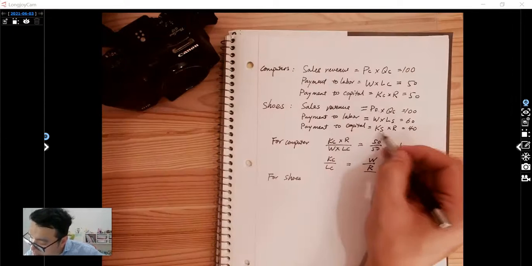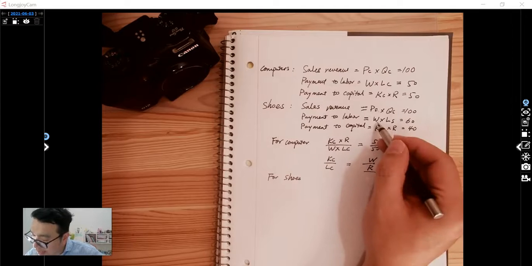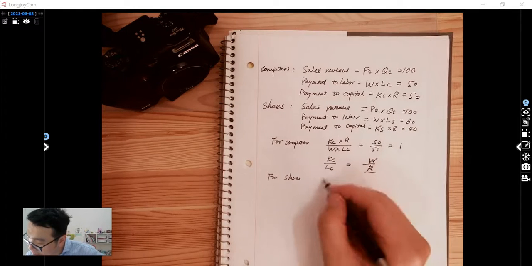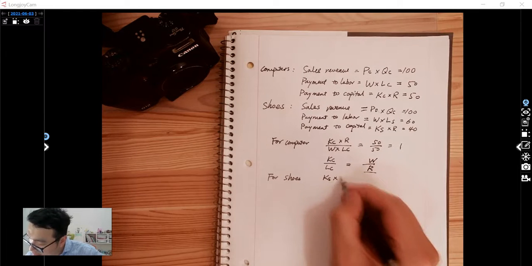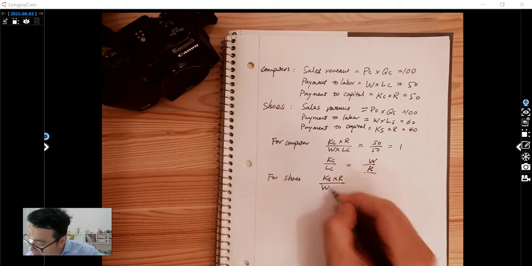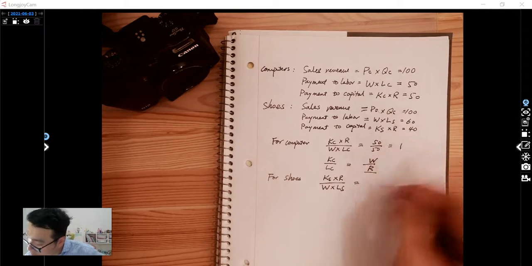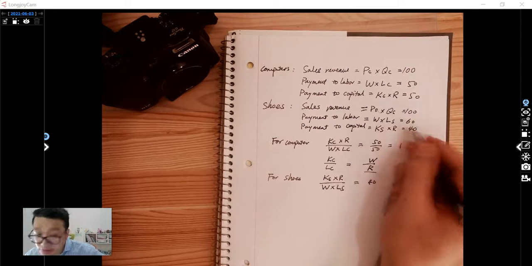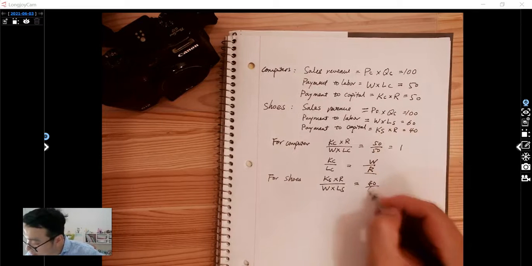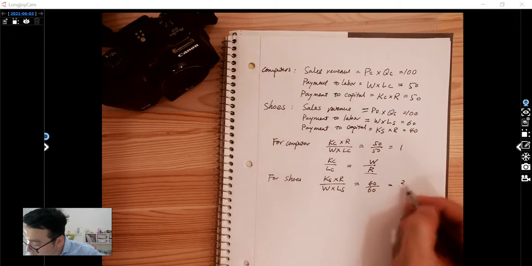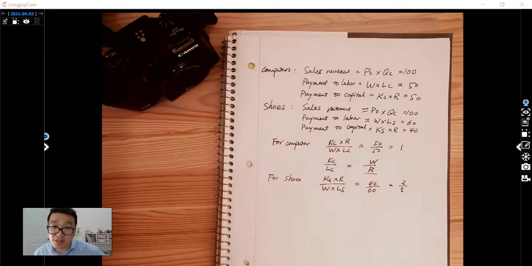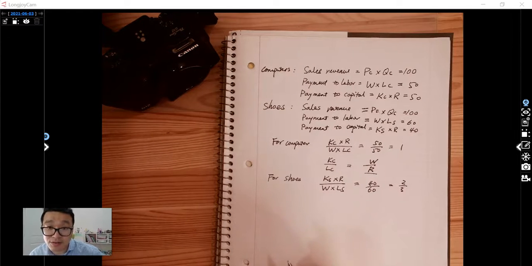then we use the payment to capital for shoes and payment to labor for shoes. That's going to be KS times R divided by W times LS. So KS times R equals 40 and W times LS equals 60. So the number is going to be 2/3. That's 40 divided by 60, which is 2/3.